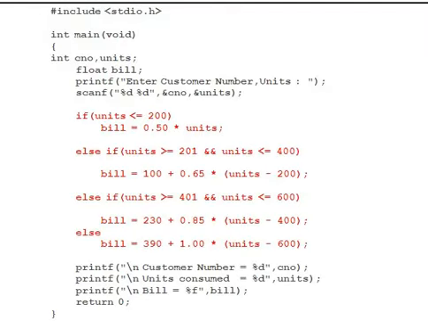We have another variant, program number 3, where customer number is added. Enter customer number and number of units. Units less than or equal to 200 is 0.50, and greater than or equal to 201. Look at these conditions. No confusion regarding these types of conditions. In the previous program we didn't use this logical AND operator; instead you can directly use a simple if statement. So 201 to 400 is something, and 401 to 600, and other than that is 390 plus 1 rupee for the excess of 600 units.